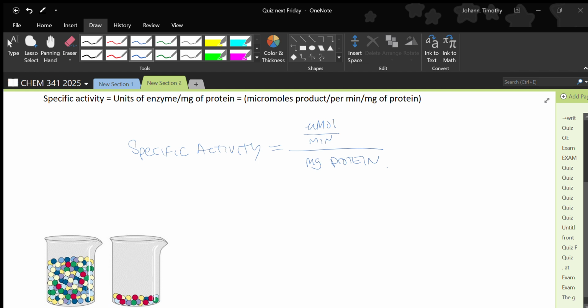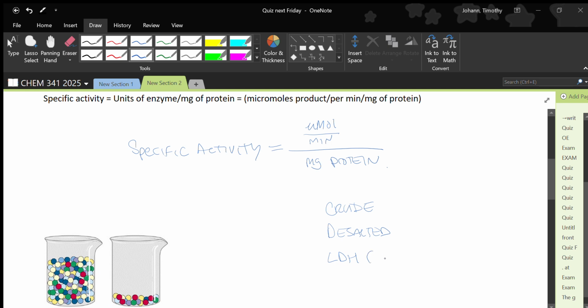So milligrams of protein is total protein. It's lactate dehydrogenase. It's actin. It's whatever else chicken breast has in there. Remember, we've got a crude sample from the very first lab, not of the two labs for this. You have a desalted sample. And then you have your LDH fraction, which I think for everybody was something either NADH or NADH adjacent. Thank you, Robin.